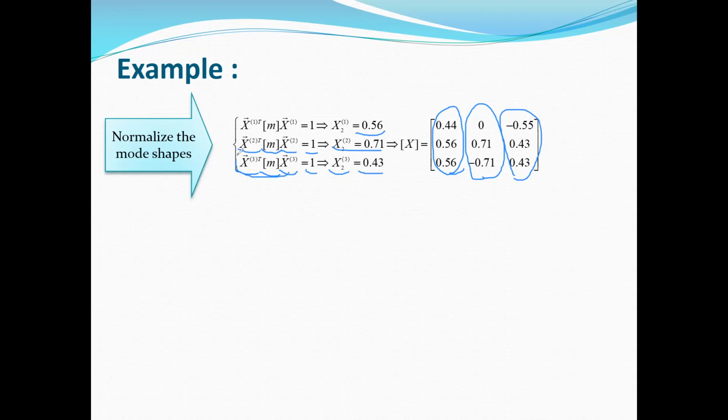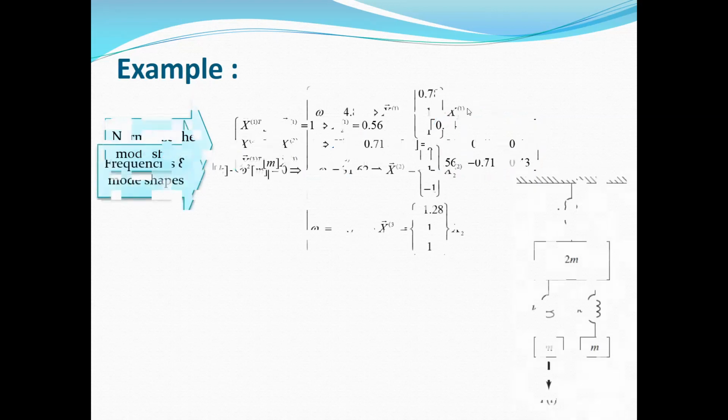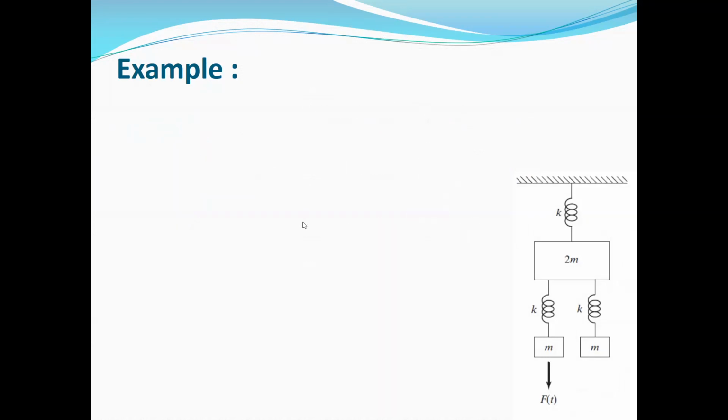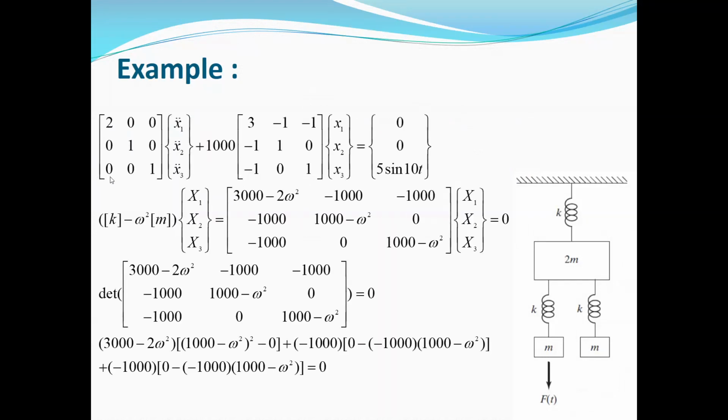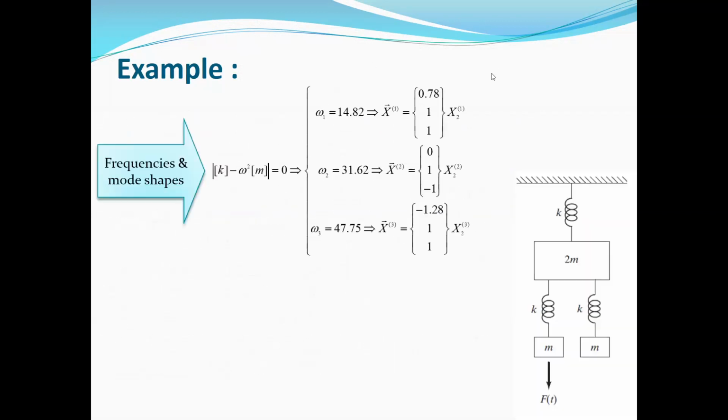To calculate this matrix calculation, we have one matrix M. Let me show you first. Back to the previous slide. This is the matrix M. For example, let's do the second mode shape because it's easier to write. The second mode shape is 0, 1, minus 1 multiplied by x2.